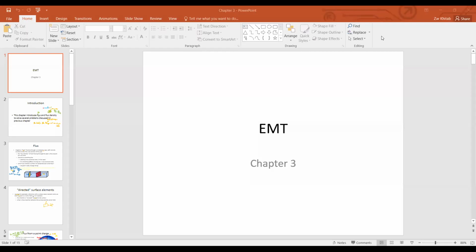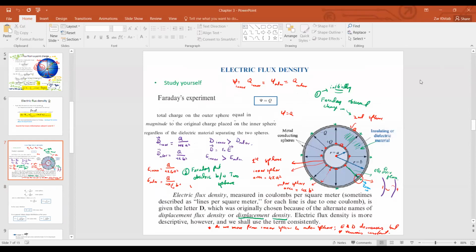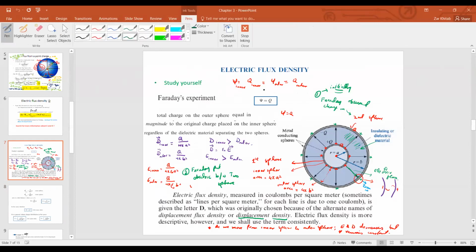Okay. So previously we were talking about the electric flux. We went through Faraday's experiment and Gauss's law. We said that as per the law, the electric flux, or the total lines of force that pass through a surface, is equal to the total charge enclosed in that surface or in that structure.